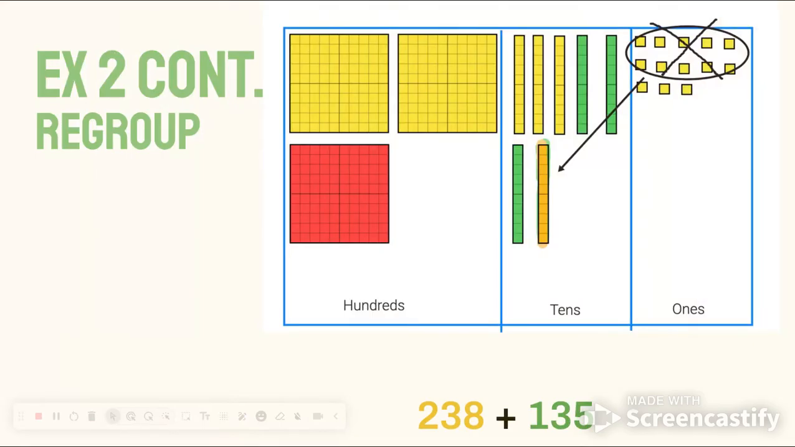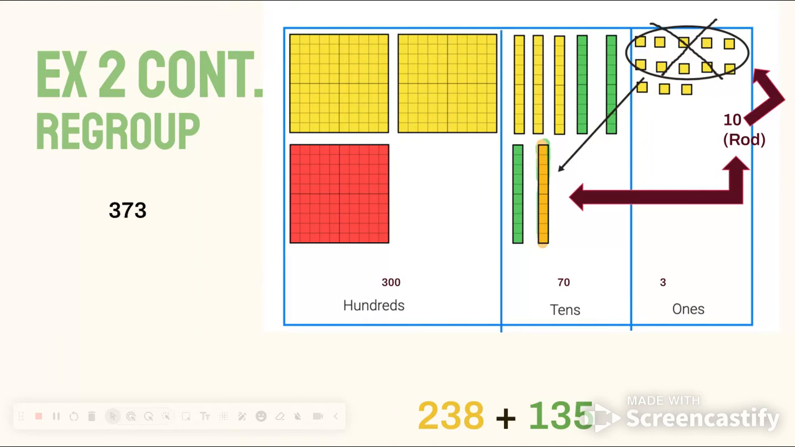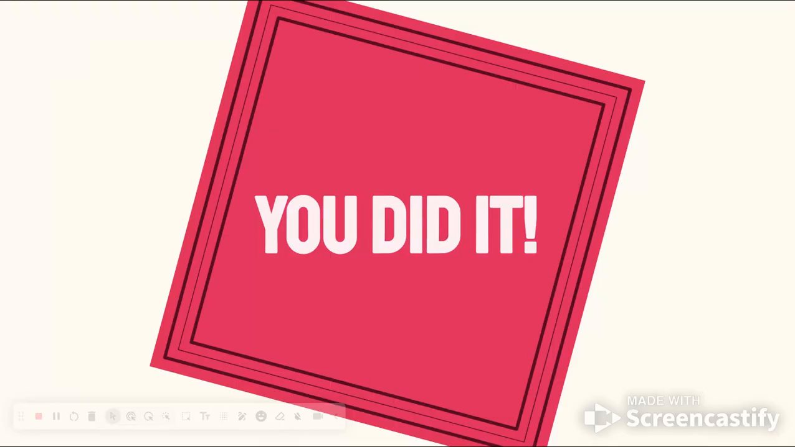As you can see here, I added my 5 and my 5, which gave me a 1, the 10 rod. And when we add them all together, now we get 3 hundreds, 7 tens and 3 ones. So now that looks right. We get 373. And that's it. You did it. That's how we add using base 10 blocks.